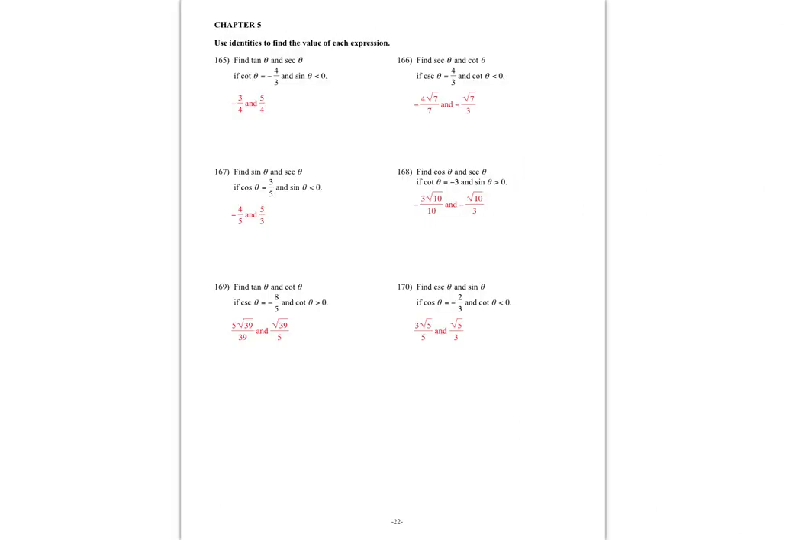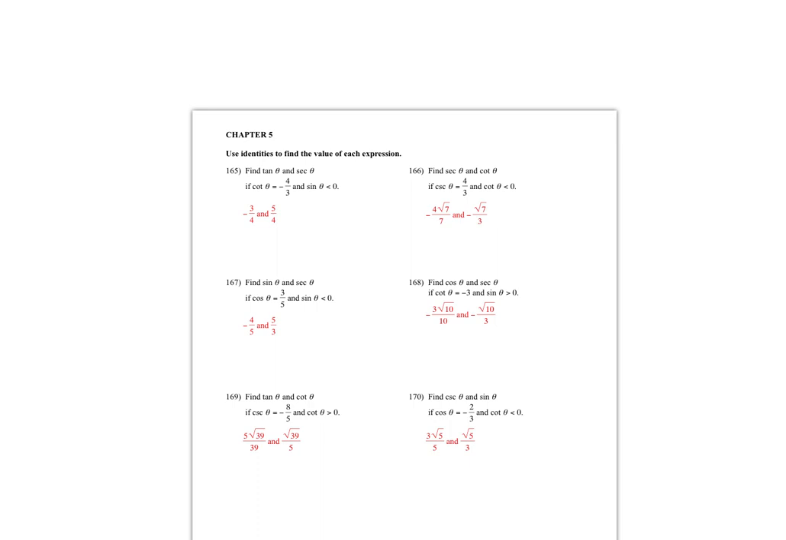All right, chapter 5. Chapter 5 introduced my identities. Pythagorean identities should be second nature. Sine squared plus cosine squared equals 1. Tangent squared plus 1 equals secant squared. Cotangent squared plus 1 equals cosecant squared, right? So we should know those when we are sleeping, right?